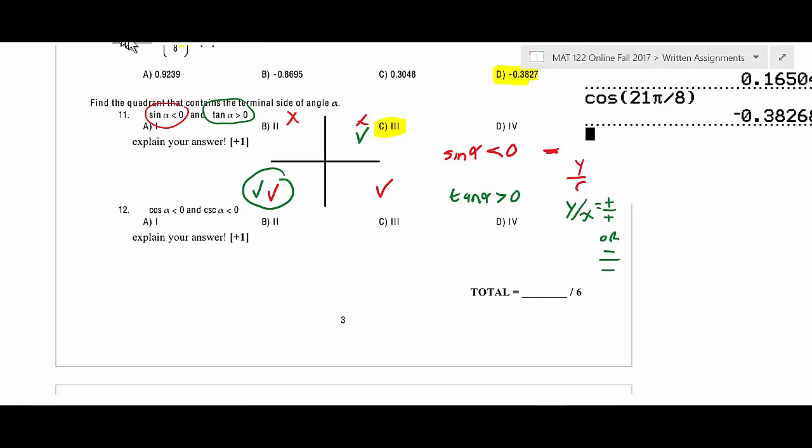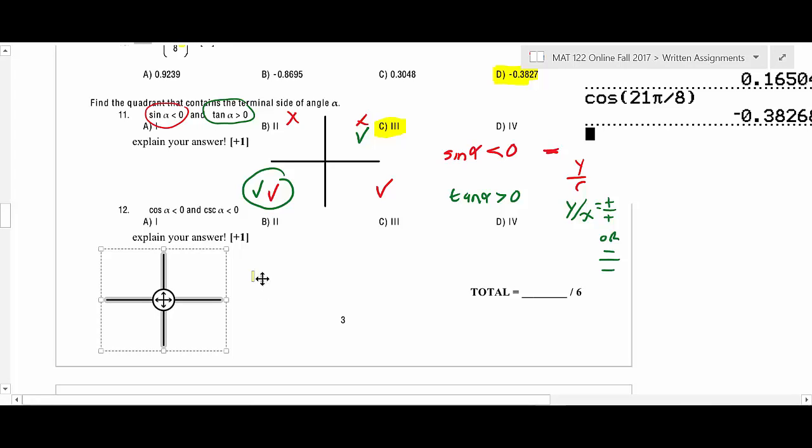Okay, the next problem is pretty similar, and it goes like this. What you would have is the cosine of alpha is less than 0. The cosine's x over r, so where x is negative is there and there. X values are negative to the left. Okay, that would take care of that.